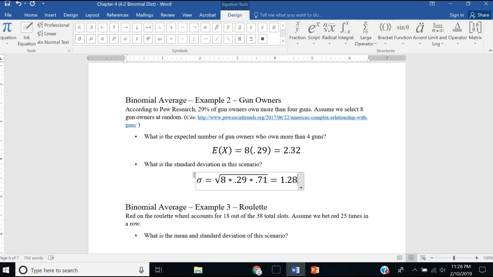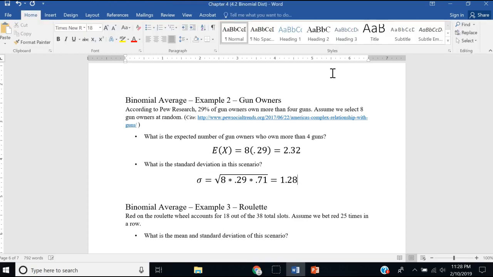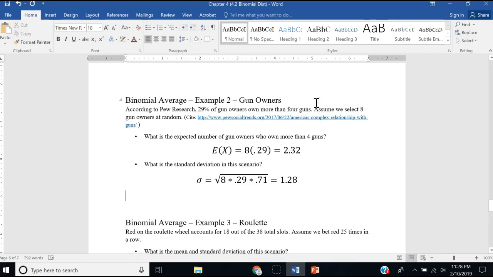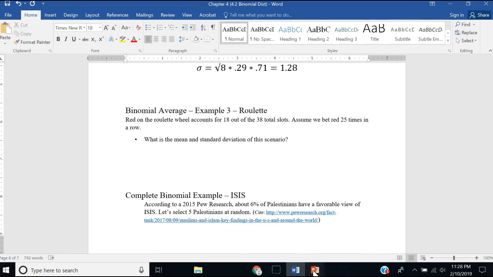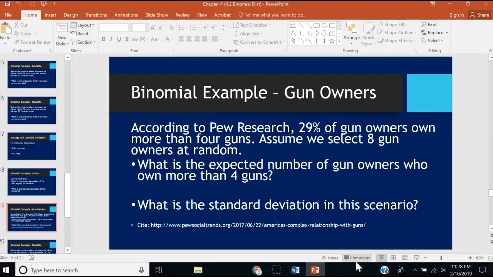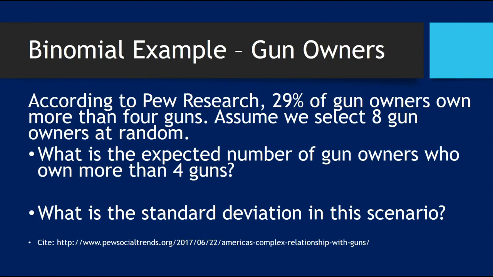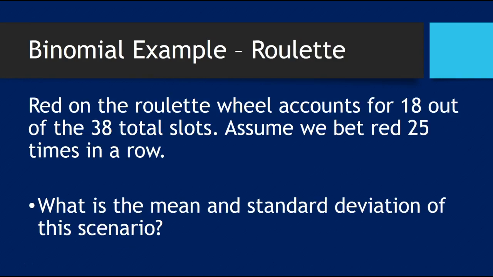So notice how much easier that is than actually having to create a probability distribution and table and then do all of that work. So it's a really, really nice shortcut when it's available to us. I want you to also do this next one. Find the mean and standard deviation when we bet 25 times on the roulette wheel.